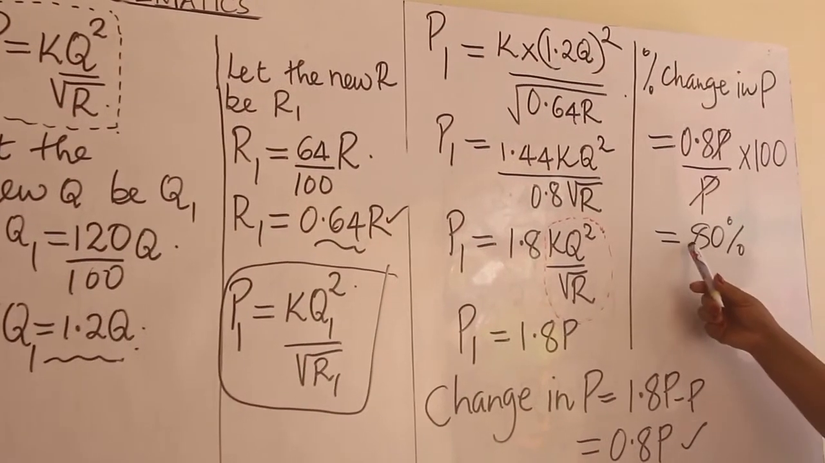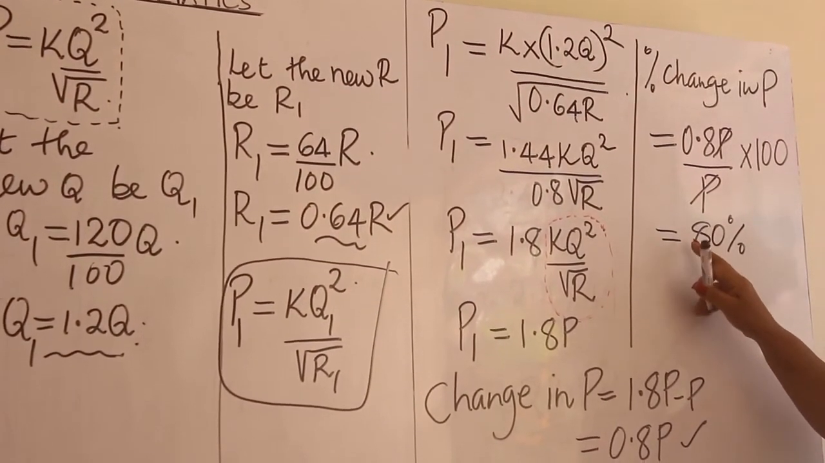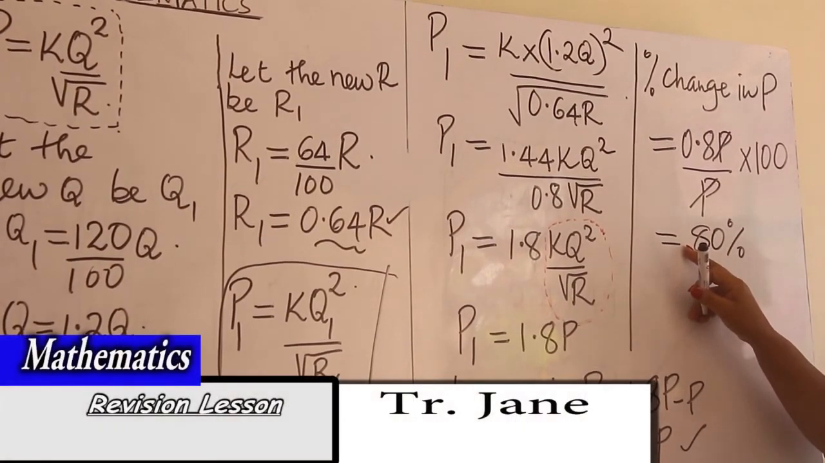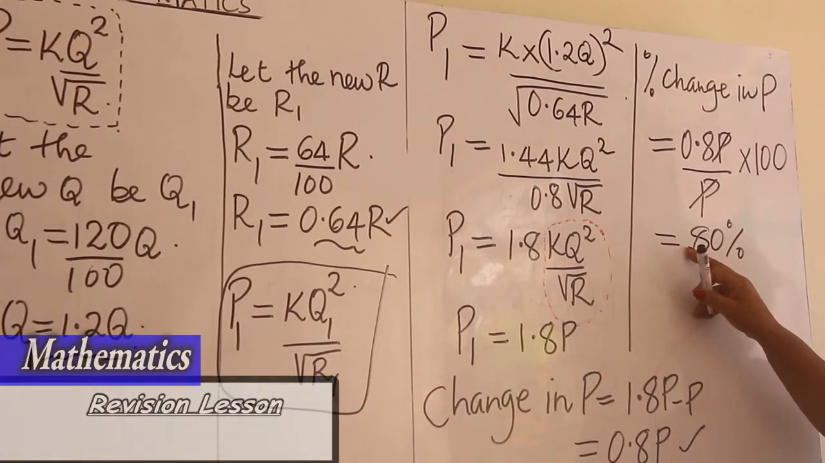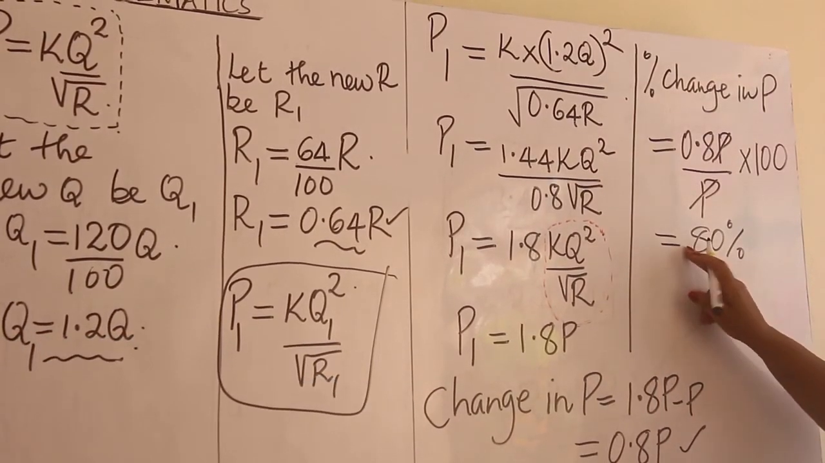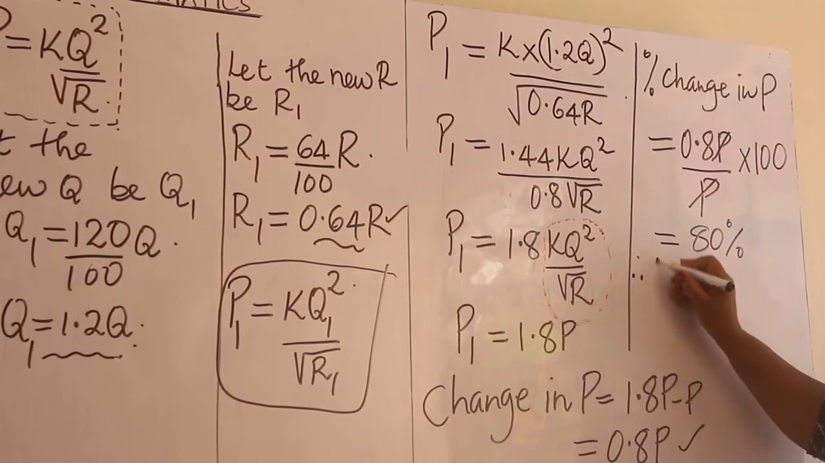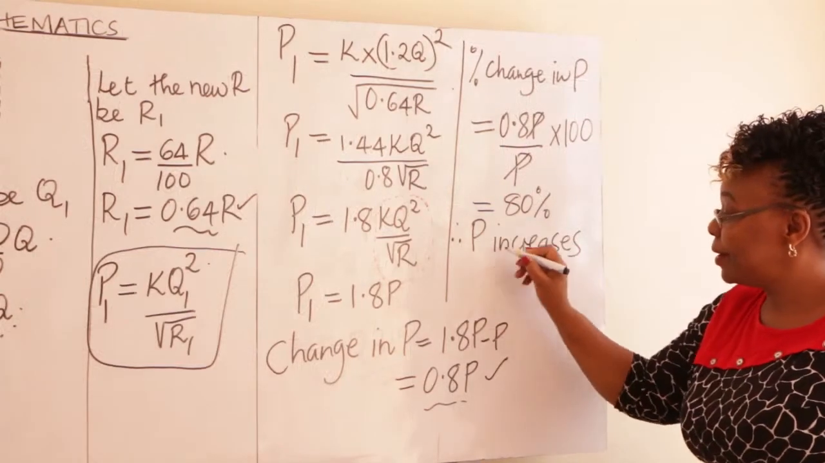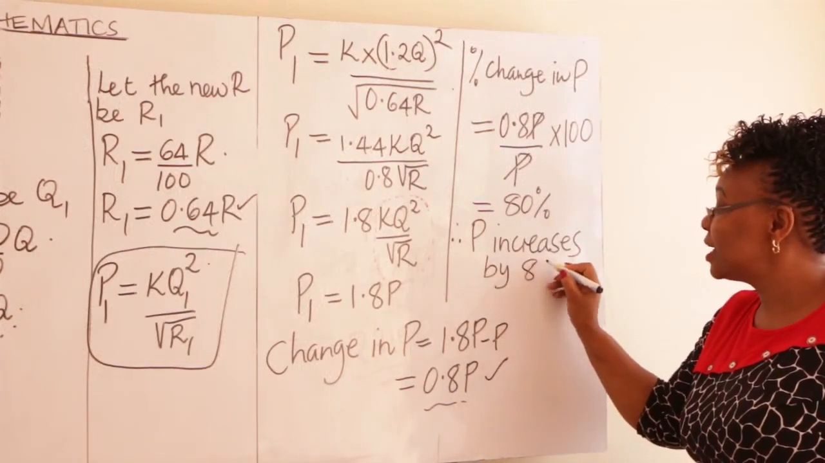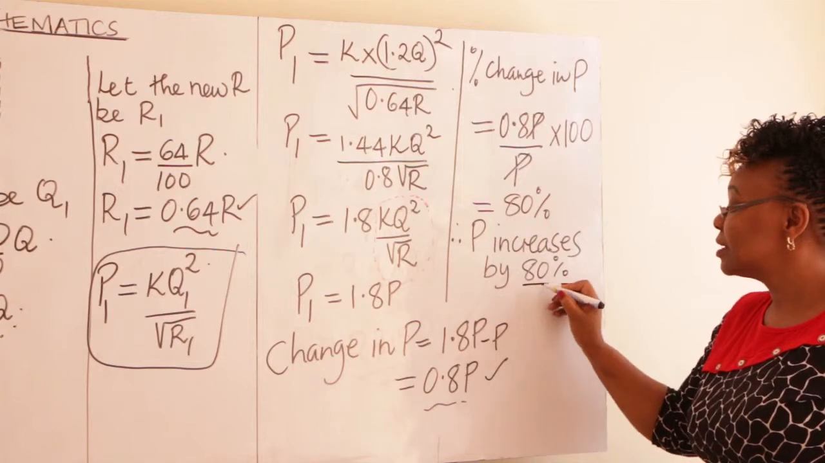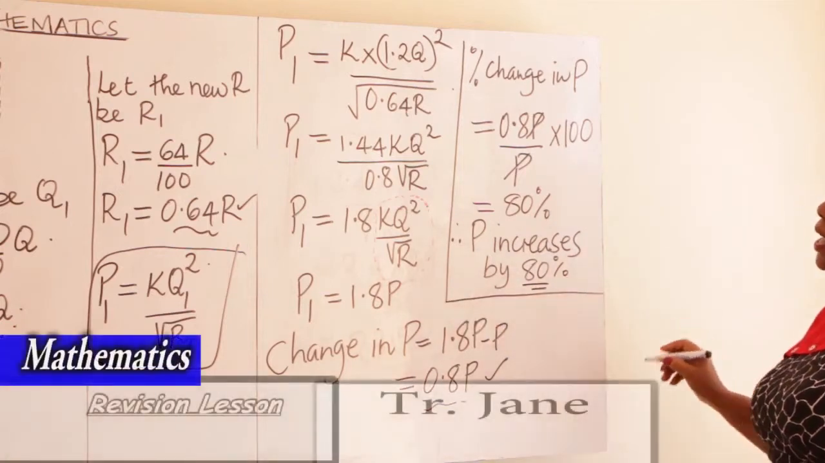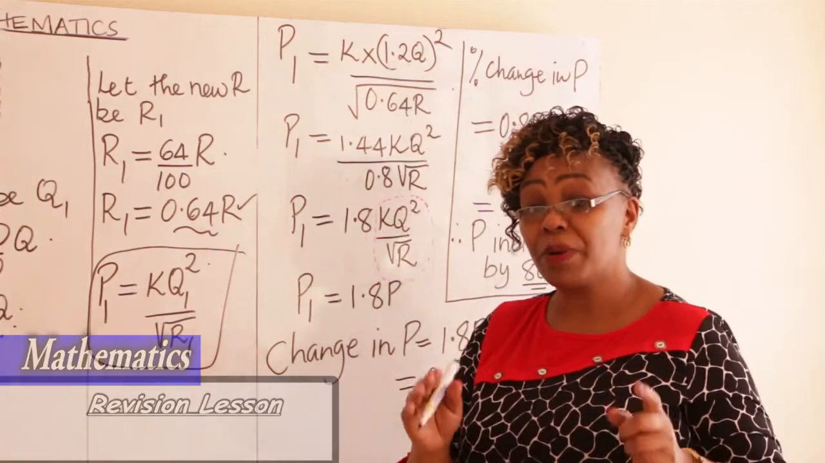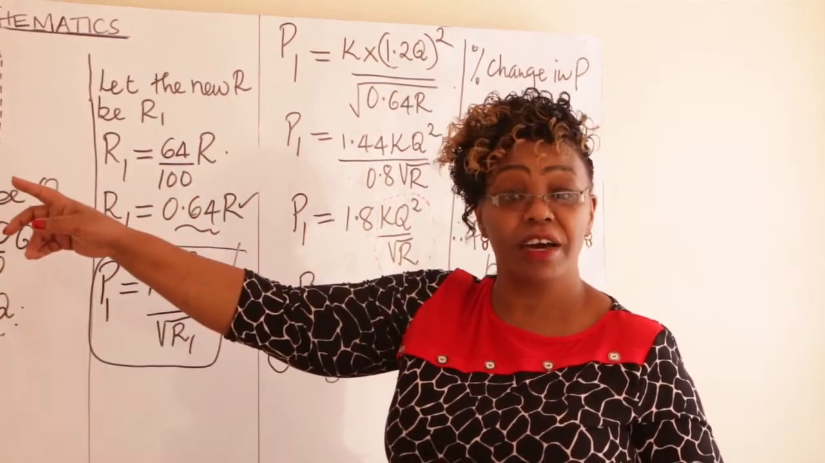So the percentage change is positive if you look at this. When it is positive, it means the quantity has increased. When it is negative, it means that the quantity has decreased. Now that it is positive here, you write, therefore, P increases by 80%.